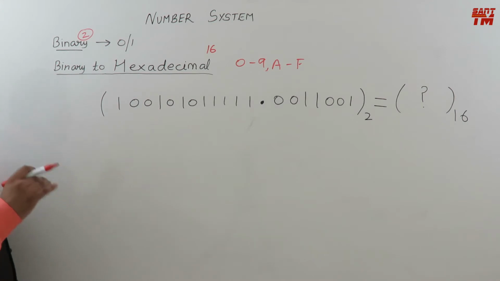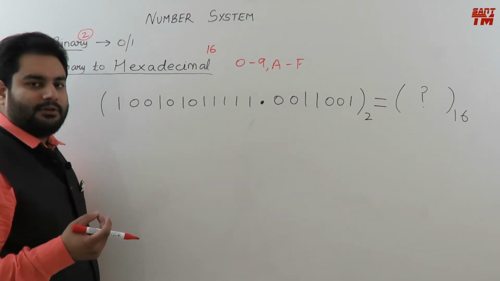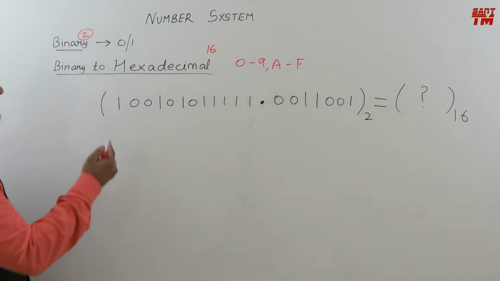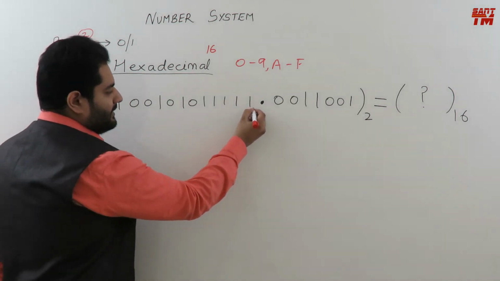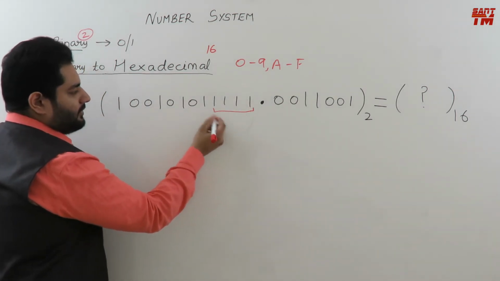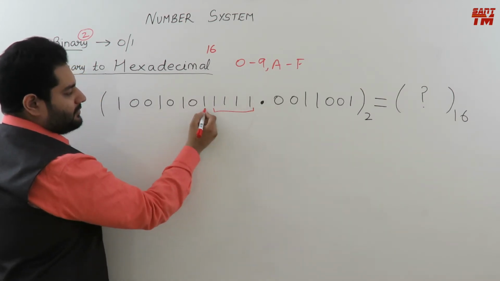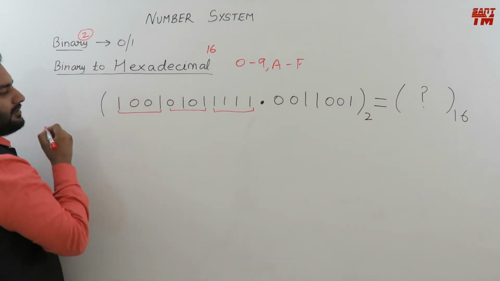In the conversion of binary to octal, we made triplets and then wrote 4 2 1 below them and did their calculation. Here, we will make quadruplets in the binary number. That means combinations of 4. Here is the decimal point. So towards the left, a combination of 4. This is another combination of 4. This is another combination of 4.